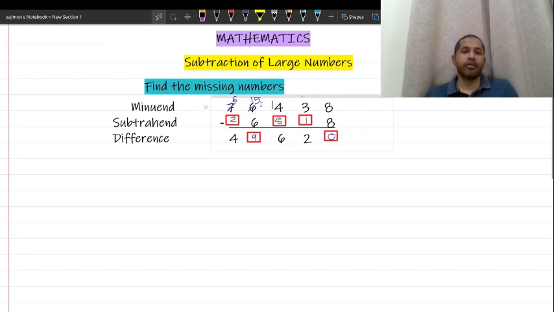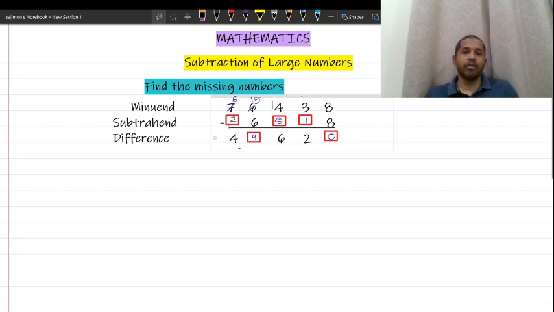Then here 5 minus 6, not possible to do the subtraction. So 5 borrows 1 from the next number. The next number is 7. 7 gives 1 here. Then 5 becomes 15. Then 7 becomes 6 here. 15 minus 6 is equal to 9. And finally 6 minus 2 is equal to 4.